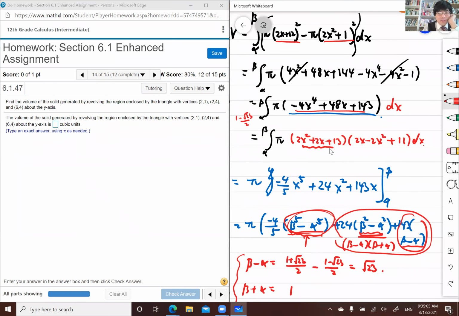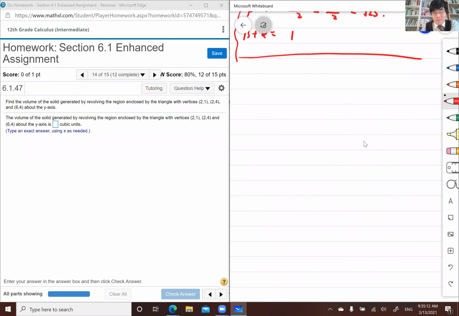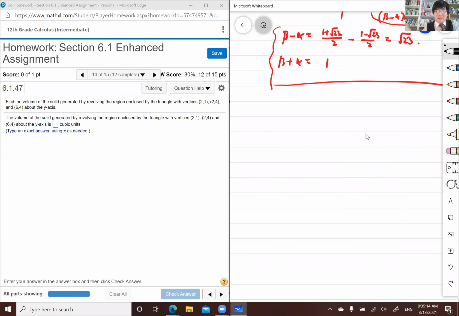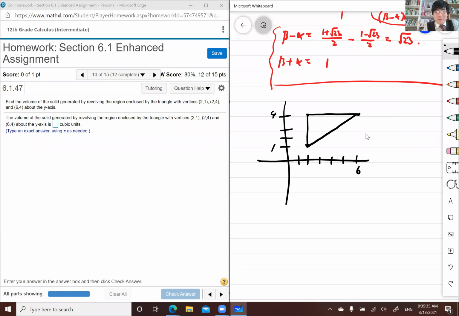Well, next one is you have a triangle. One vertex is 2, 1 here. Another one is 2, 4 here. And another one is 6, 4. So you have a triangle here, and you're going to rotate this one with respect to the y-axis.